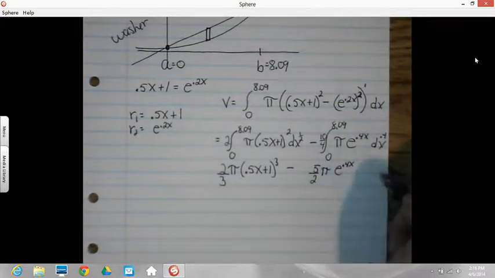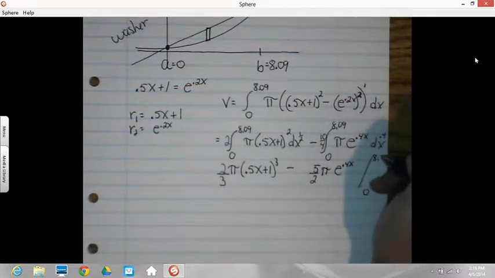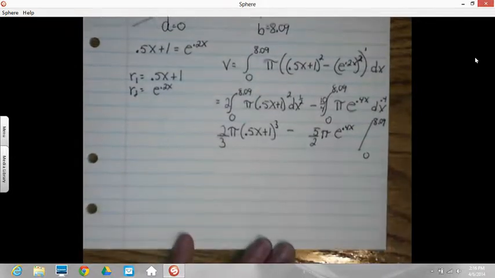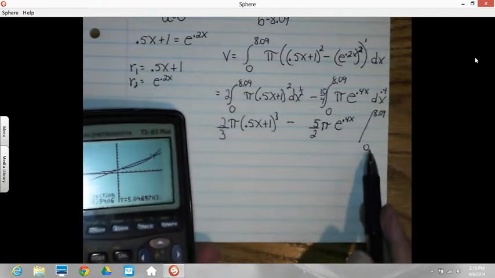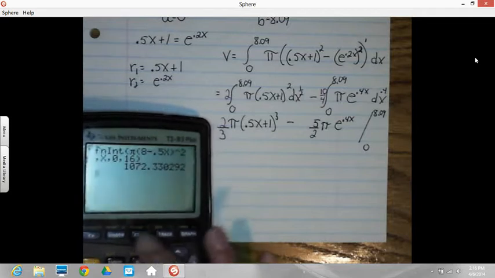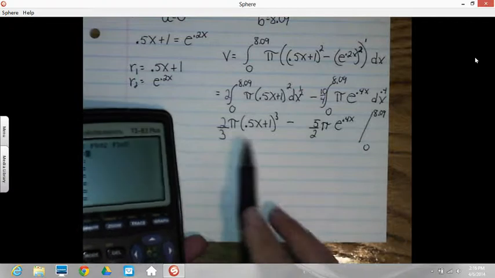So at this point, I would use the y equals in the table for this. And don't automatically assume when you plug in 0, you get 0, because that's not the case here. So if I go to y equals, clear out what I've got, type in this ugliness here, 2/3 pi 0.5x plus 1 cubed.